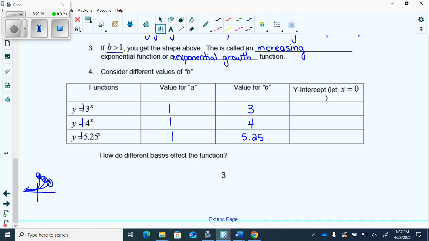Now the y-intercept for all of these is what? 0, 1. And the reason why is if you want a y-intercept, you let x equal 0. So we're going to get y equals 3 to the 0. And what is 3 to the 0? Just 1. And then here we get y equals 4 to the 0, which is 1. And then y equals 5.25 to the 0 equals 1. So 0, 1.